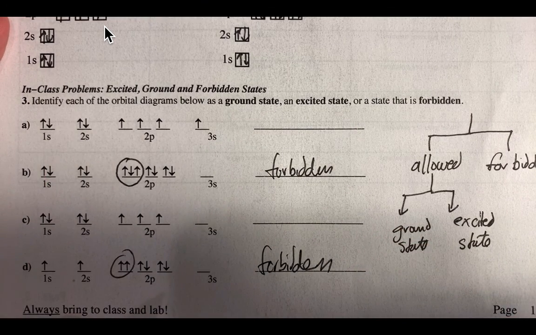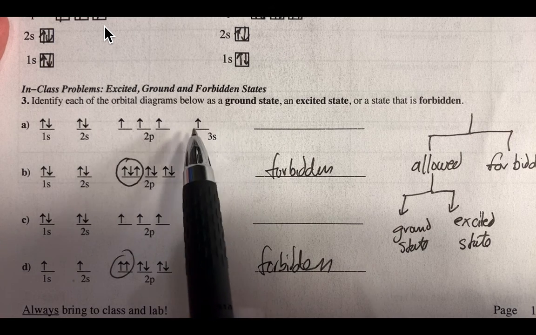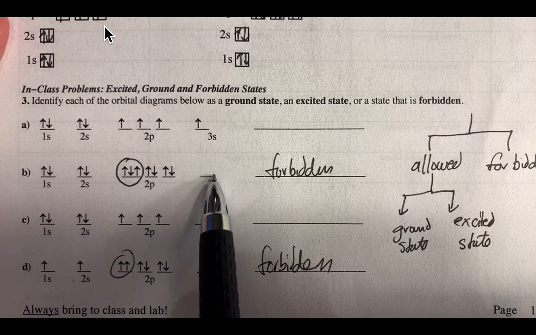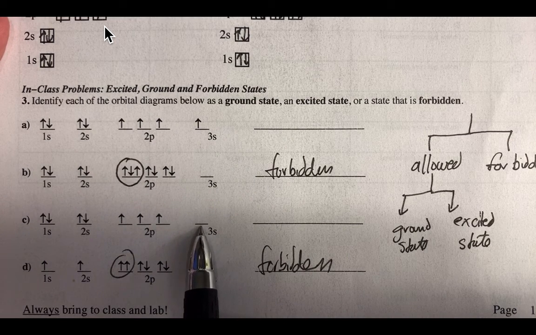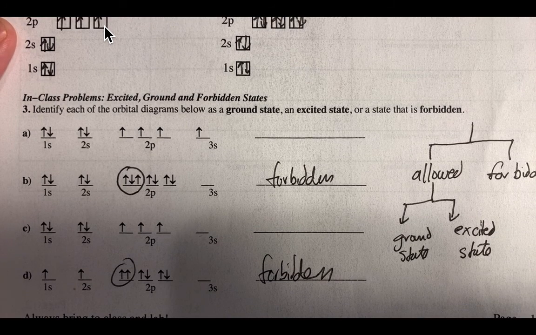All right, all the rest of these are allowed. What makes them allowed is that they have 0, 1, or 2 electrons in each box. The box can fit up to 2. That is what makes them allowed. Now we have to decide whether the energy is okay, whether we could have a lower energy state.